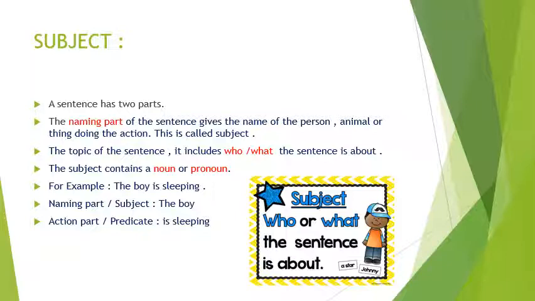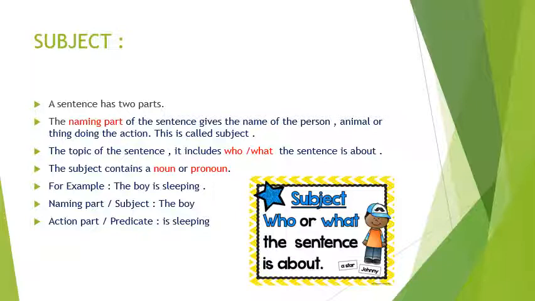What is subject? The naming part of the sentence gives the name of the person, animal or thing doing the action, that is called subject. The topic of the sentence, when it includes who or what the sentence is about. Means the sentence talks about whom or what. That will be called the subject or the naming part of the sentence. The sentence always contains a noun or pronoun.